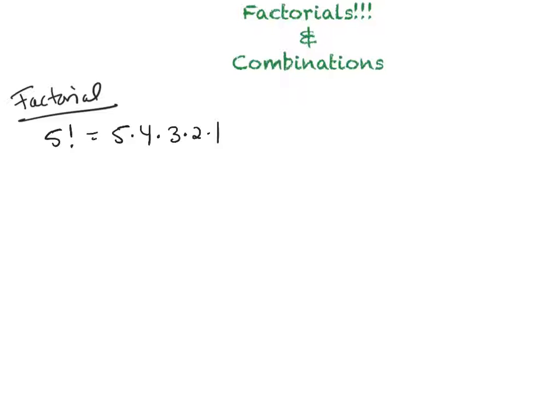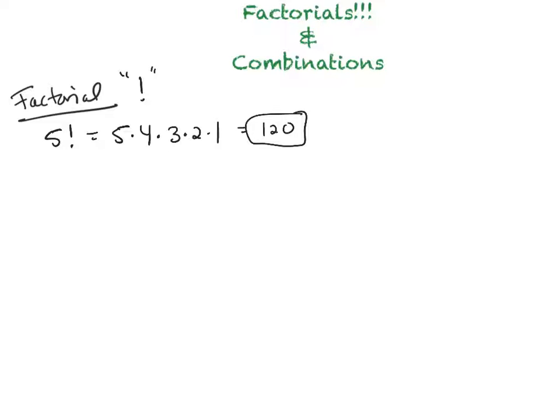So 5 factorial is denoted with an exclamation point, and it means multiply 5 times 4 times 3 times 2 times 1. And if you perform that multiplication, you'll get 120.